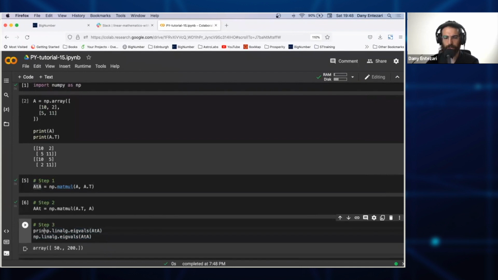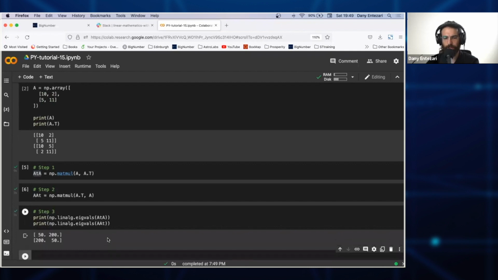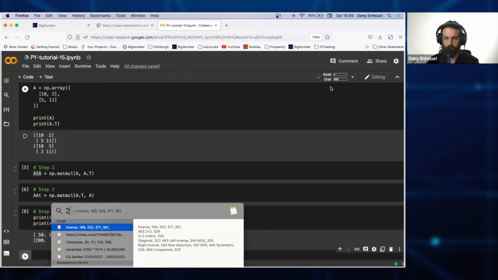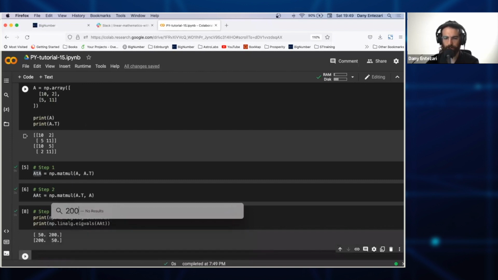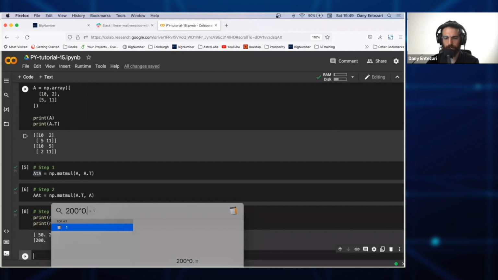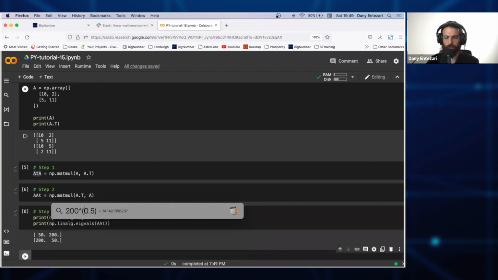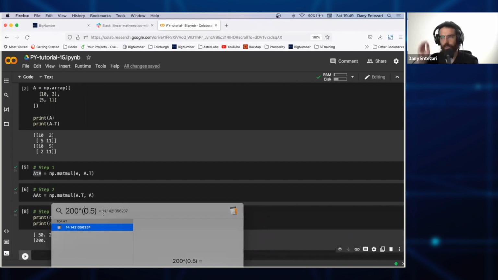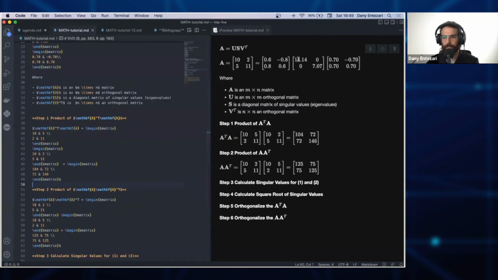I'm going to print this one, and I'm going to print this one. And so the eigenvalues are 50 and 200. But what we do is we take the square roots of these. So the square root of 200 is what? 200 to the power 0.5. That's 14.14. Just like we have here.